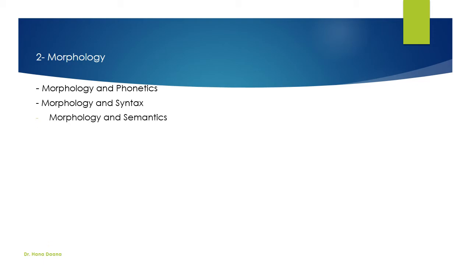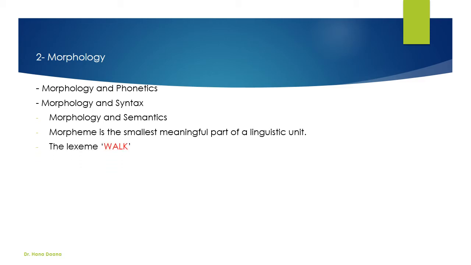Morphology and semantics are also related. Here we need to remind ourselves of the definition of a morpheme. A morpheme is defined as the smallest meaningful part of a linguistic unit. The smallest meaningful part of a linguistic unit. Now let's take, for example, the lexeme walk.